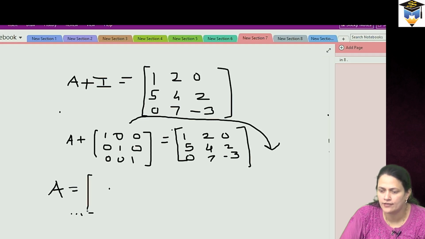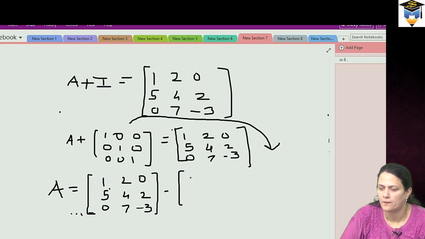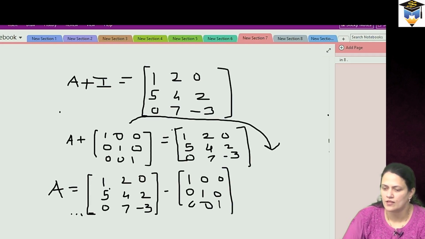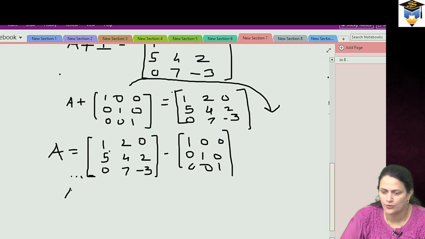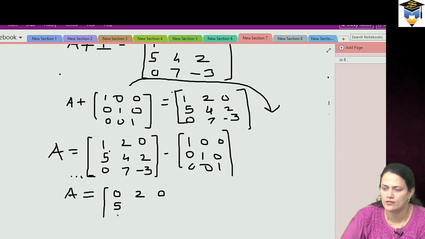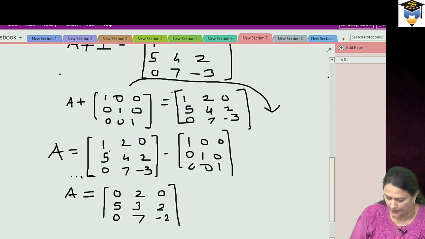So A is easy to find out, is it? Please write along with me. So it will be minus 1 0 0, 0 1 0, 0 0 1. So from this we are going to find out A. So A value is going to be 1 minus 1 is 0, 2 minus 0 is 2, 0 minus 0 is 0, 5 minus 0 is 5, 0 minus 0 is 0, then 4 minus 1 is 3, 2, 7, minus 3 plus 1 is minus 2. So this is our A.